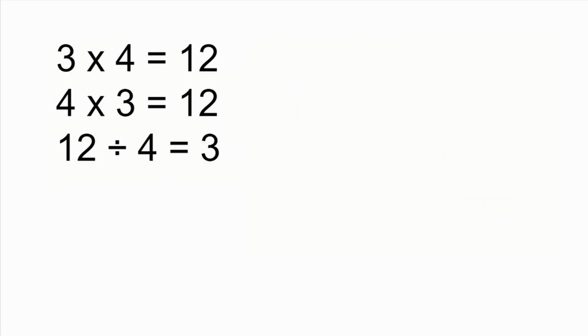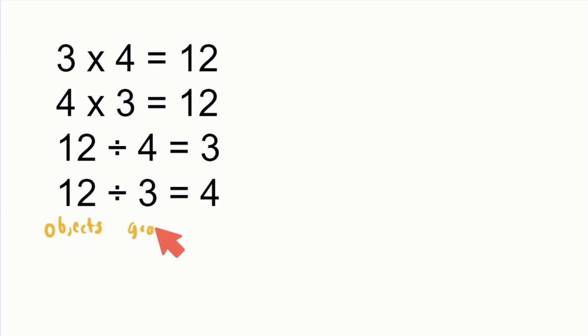Now, what's the final division problem I can write involving these same 3 numbers? The last division problem I can write is 12 divided by 3 equals 4. And the way I like to think of this, I have 12 objects, this time sorted into 3 groups, giving me each group has 4. So 12 divided by 3 equals 4 per one group. Now let's go and see if this is true.